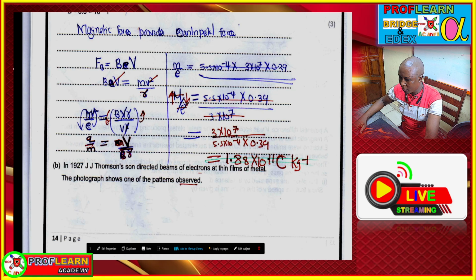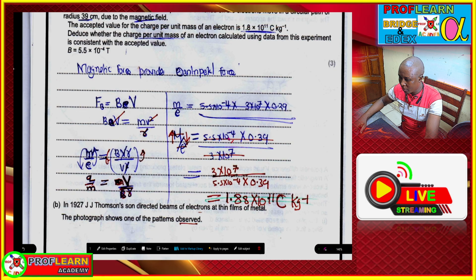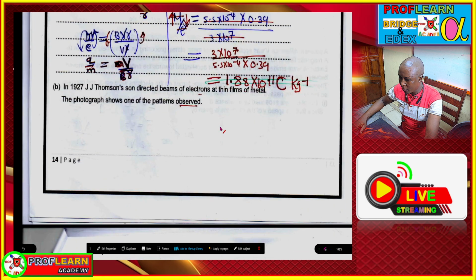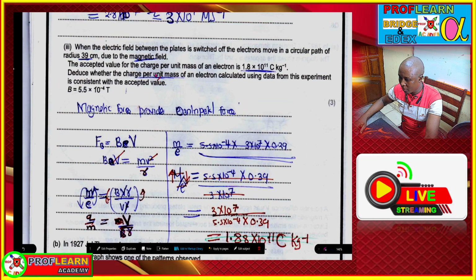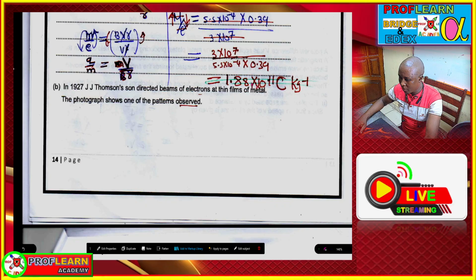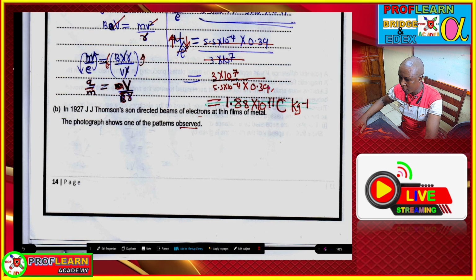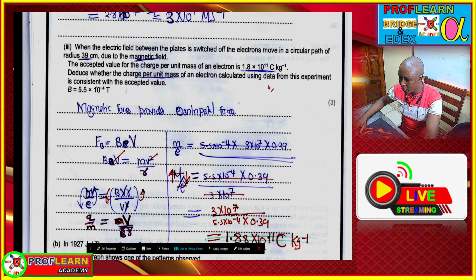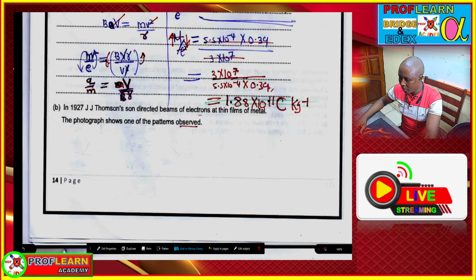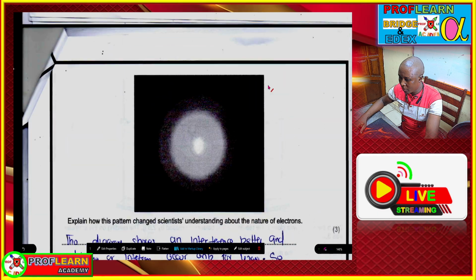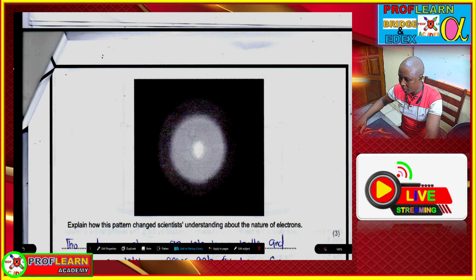So if you substitute that into this formula, you're going to have your charge per unit mass to be 1.88 times 10 raised to the power 11 coulomb per kilogram. So that is exactly what you are supposed to leave. Now there is this kind of interesting concept that was a bit amazing, because initially it was believed that electrons are particles.